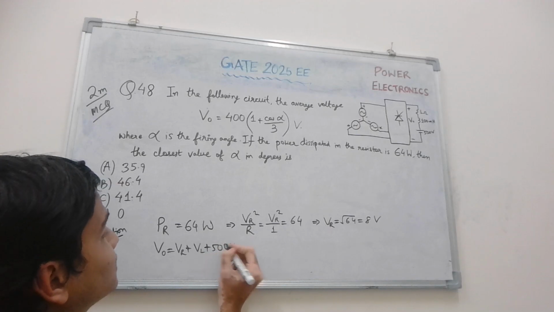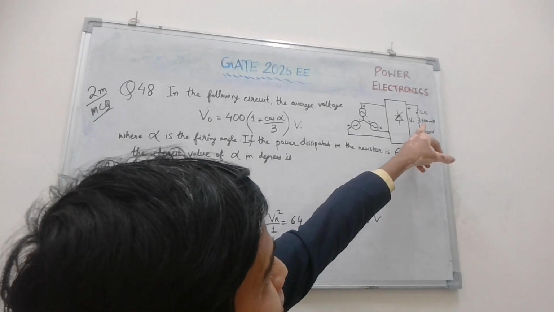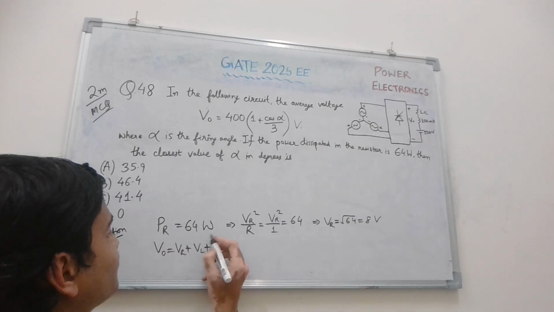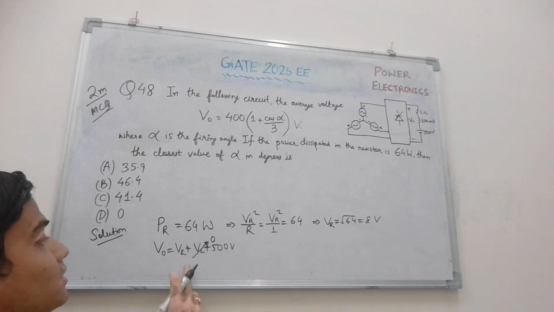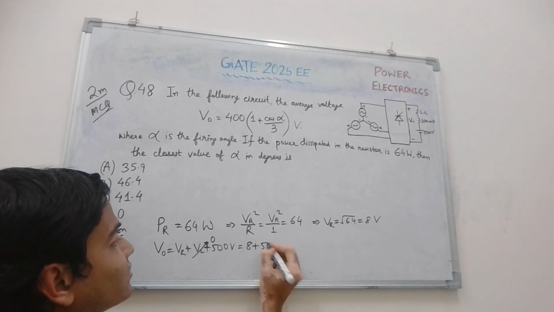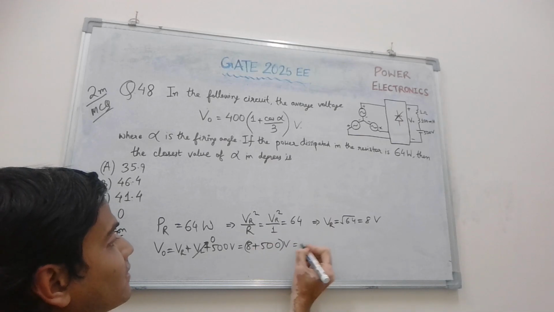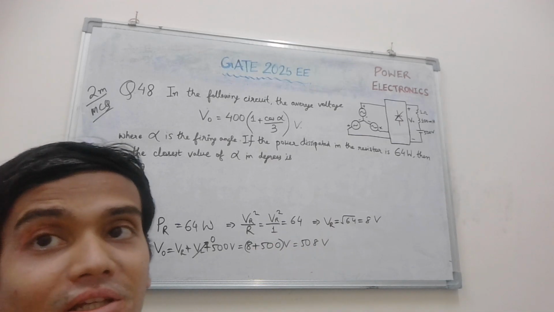voltage source. Now the average voltage across the inductor is 0 and the average voltage across the resistance is 8 volt, already calculated. So 8 plus 500, that is 508 volts. Correct? सही है.